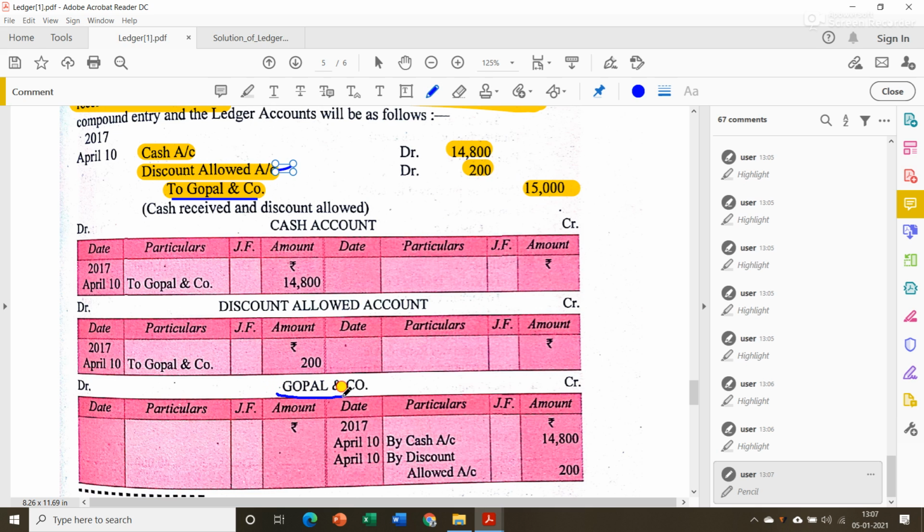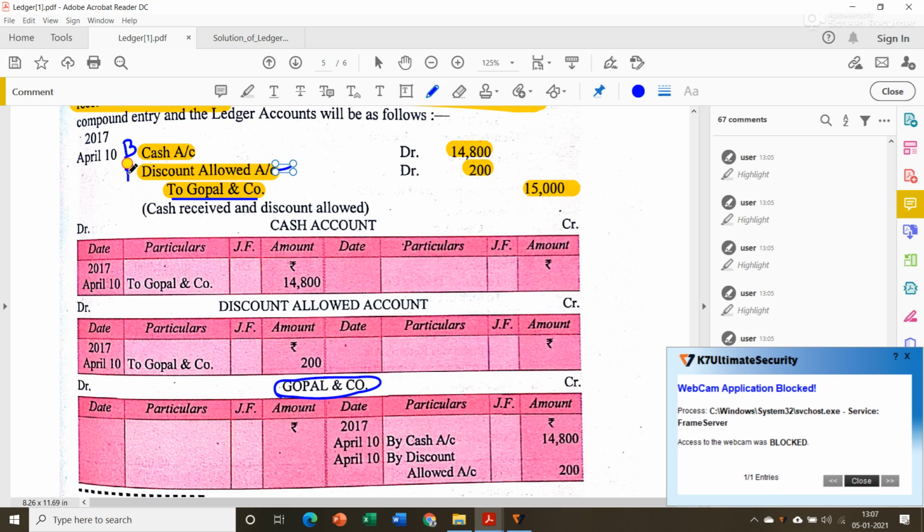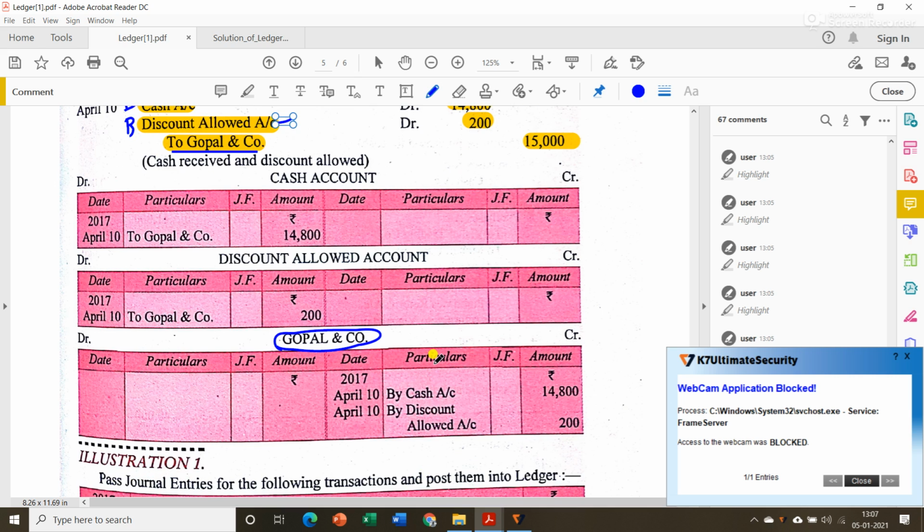So we will prepare Gopal and company account in ledger. Now see, we have only one account in credit and two accounts on debit. So both debit account entries will come in this Gopal and company. And since we don't have anything in front of this cash account and discount allowed, we will simply put by in here. And by we used to write in credit side.